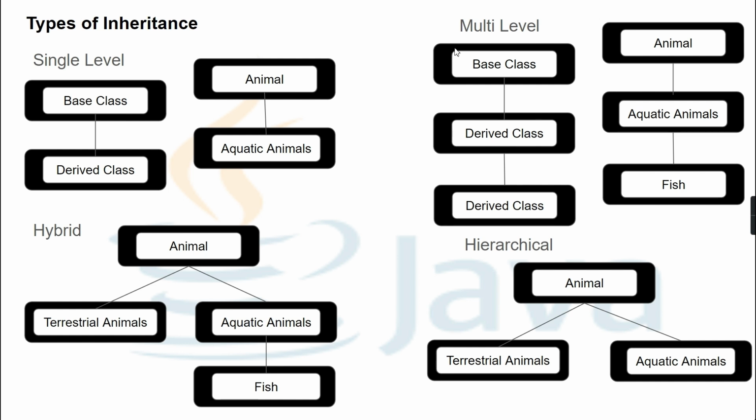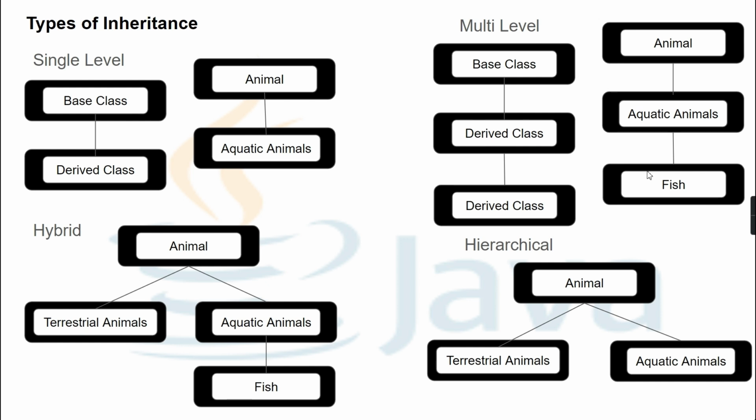That means there is a chain of classes that are inheriting properties from each other. So what will happen here is that class B will have all the properties of class A, whereas class C will have all the properties of class B. Technically, it will also have all the properties of class A, because this class has already inherited the properties of this. So when this class inherits the properties of this, it will technically have the properties of this as well.